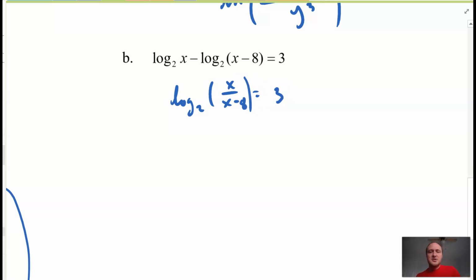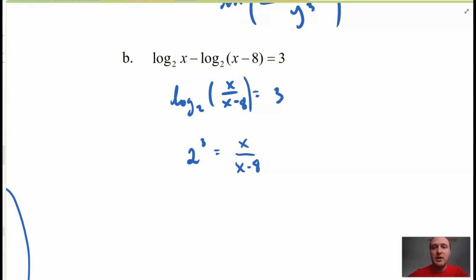So notice this is a logarithm. You can do a couple of things. You can raise each side to the power of 2 to cancel out that log base 2. But I want to show you another way. Notice that I can rewrite logarithms as an exponential. So I want to change the base, or keep the base the same. So base 2. Inputs and outputs switch. So 2 cubed is equal to our input over here, which is x over x minus 8.